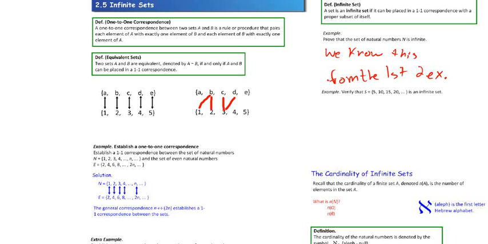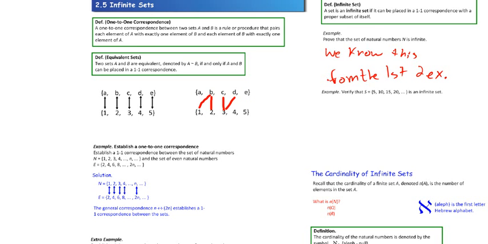So, this first one on the left shows a pair of one-to-one correspondence. Each element goes to exactly 1. Now here is an example of one that's not, because here I have B going to 2 and 3 going to 2 different. They have to go to exactly 1.